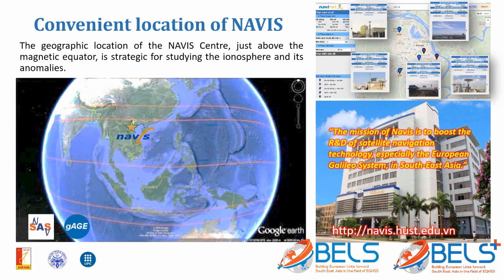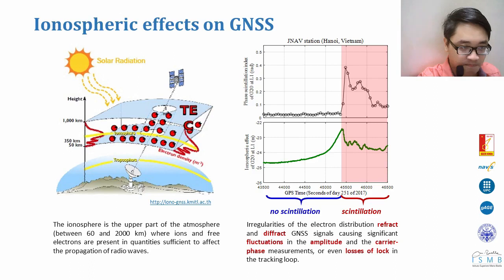The Navi Center is located in Hanoi, Vietnam, just above the magnetic equator. This place has great opportunities for studying the ionosphere and its irregularities, known as ionospheric scintillation. So, what is ionospheric scintillation?